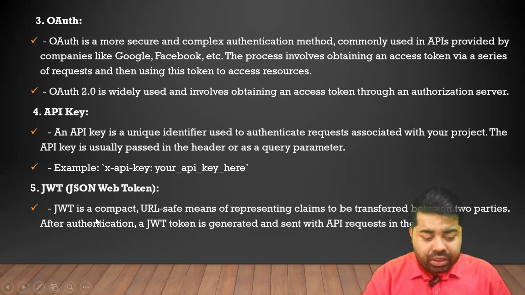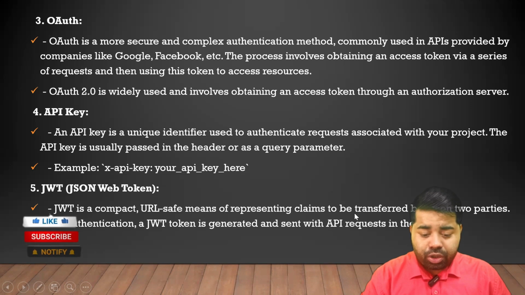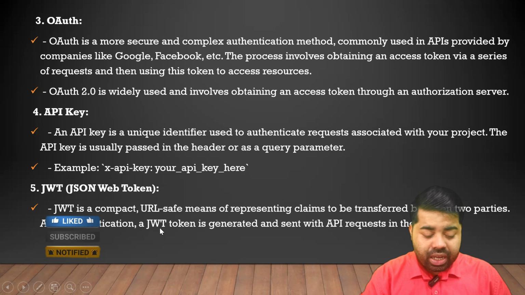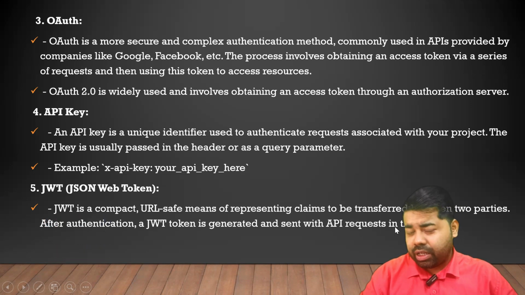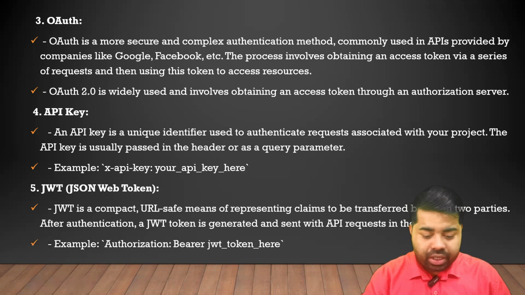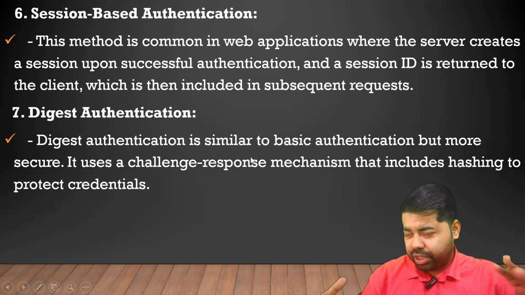JWT is a compact, URL-safe means of representing claims to be transferred between two parties. After authentication, a JWT token is generated and sent with the API request in the header. So you can also use this authentication in header format. You will get one token over there, and we can use it in the header.